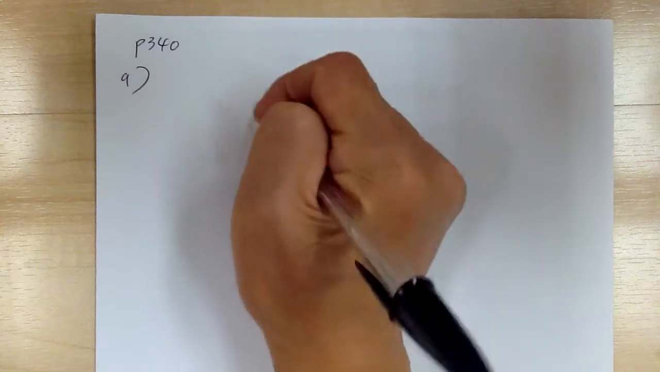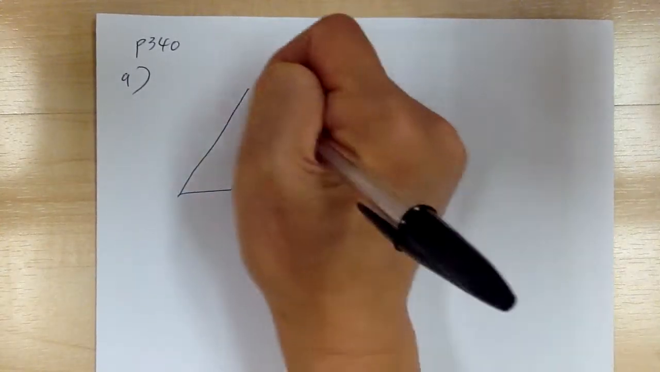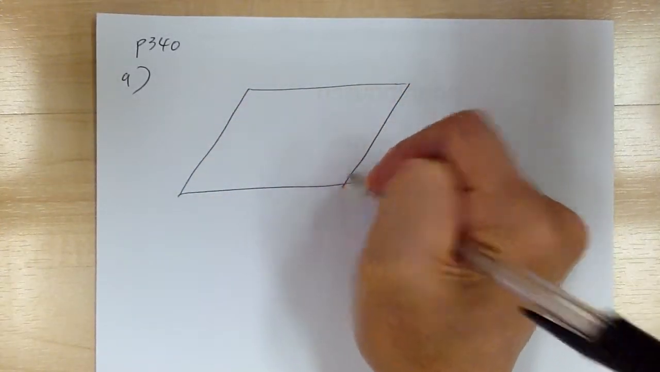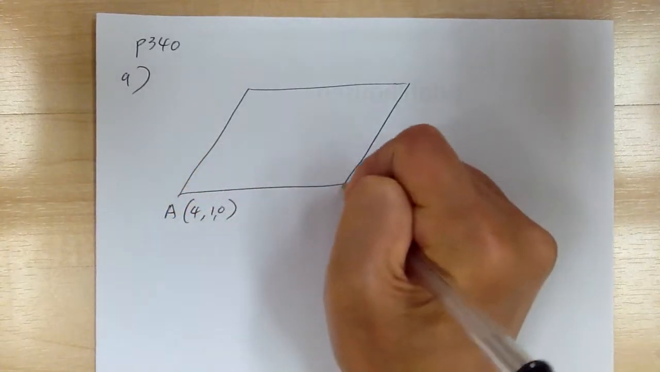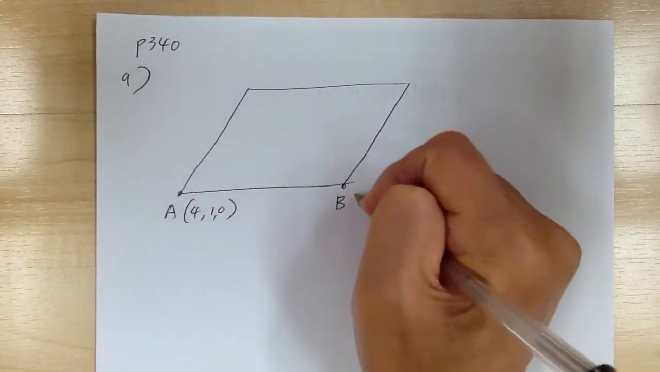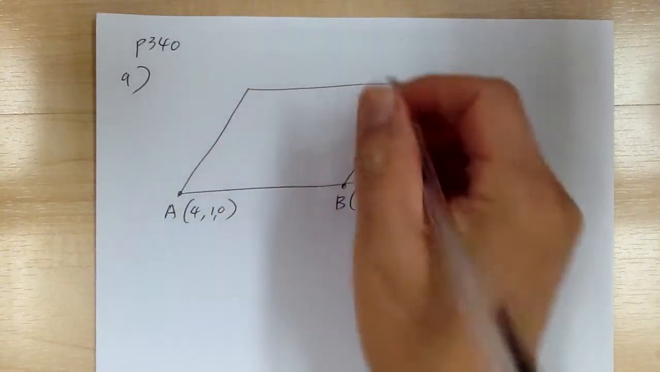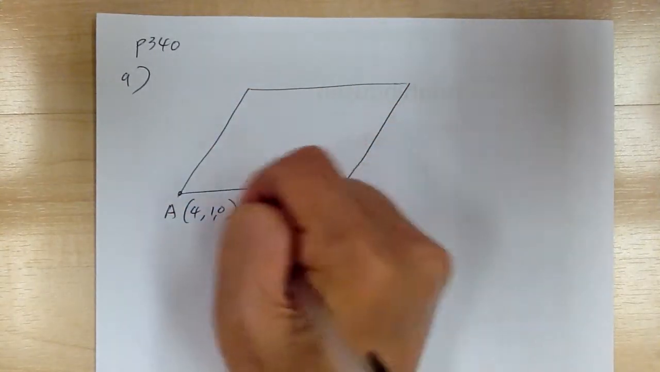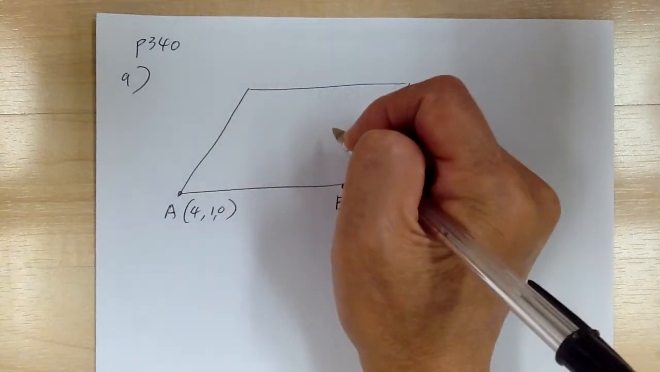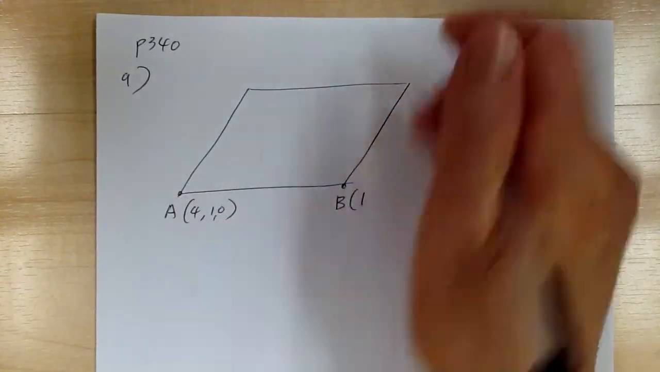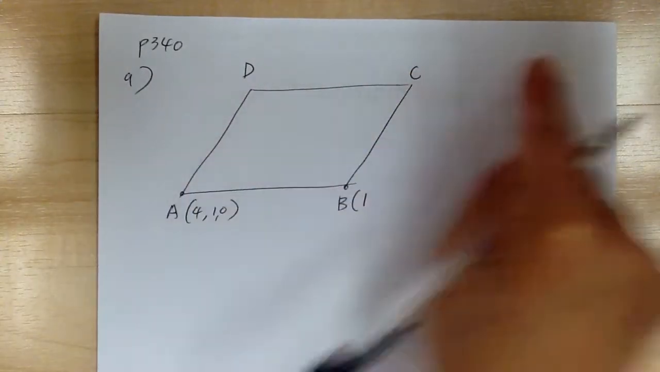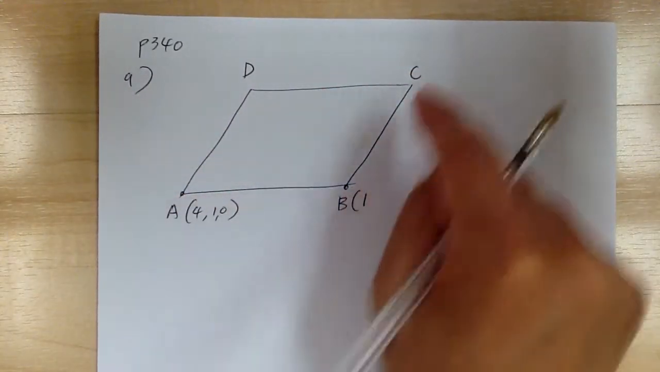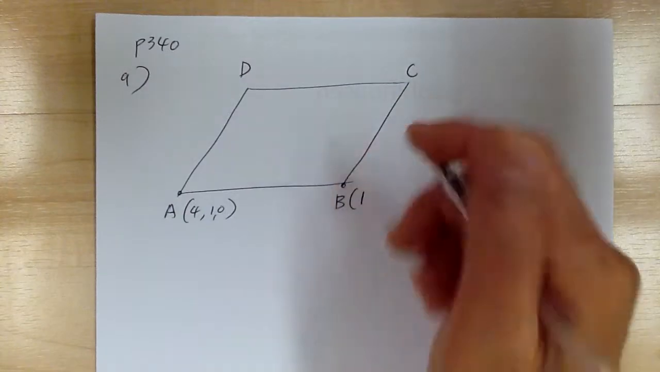Okay, so number 9, you have this parallelogram. Point A is (4, 1, 0). Point B, and you have to watch the order of the points. You always go counterclockwise or clockwise. So it'd be A, B, this would be C and D. So do not go A, B, C, D in a zigzag. You cannot go zigzag. You have to go A, B, C, D in order around the shape.